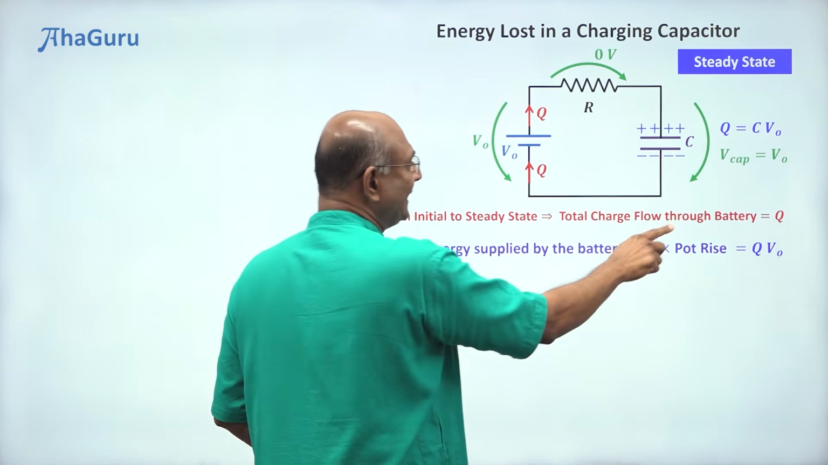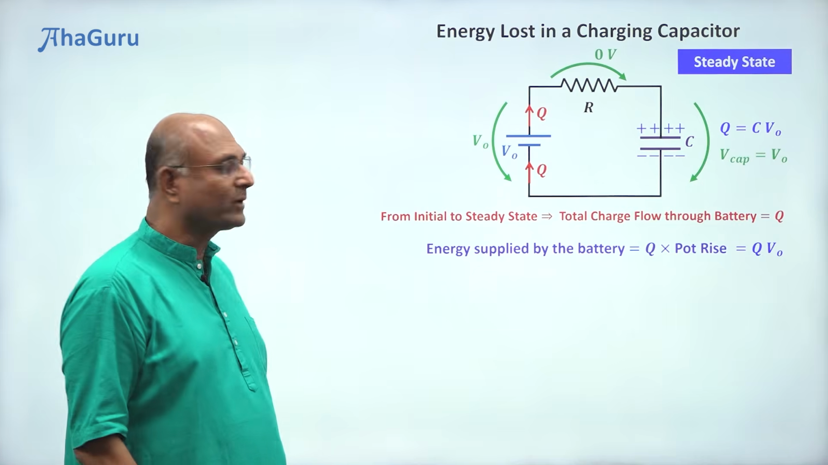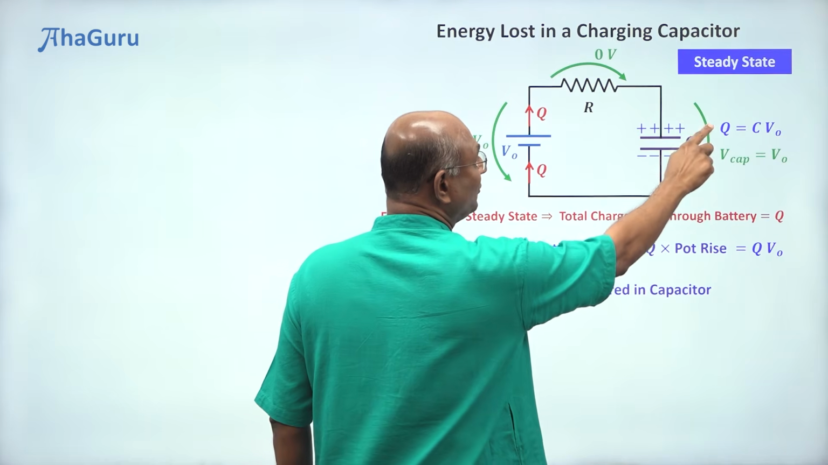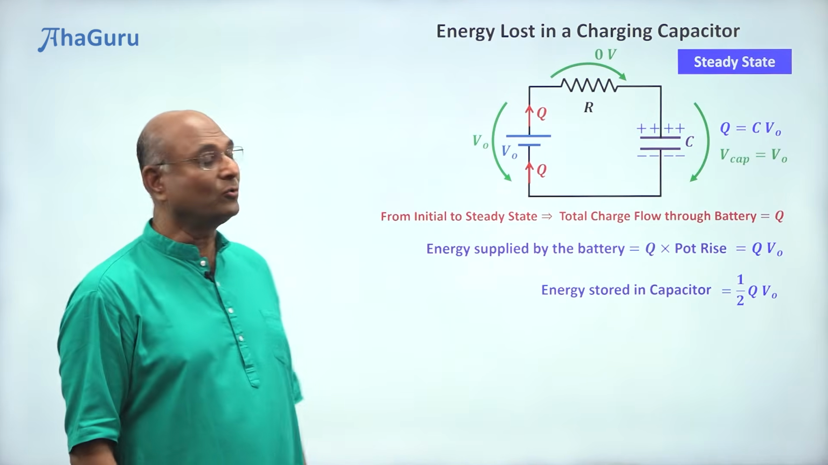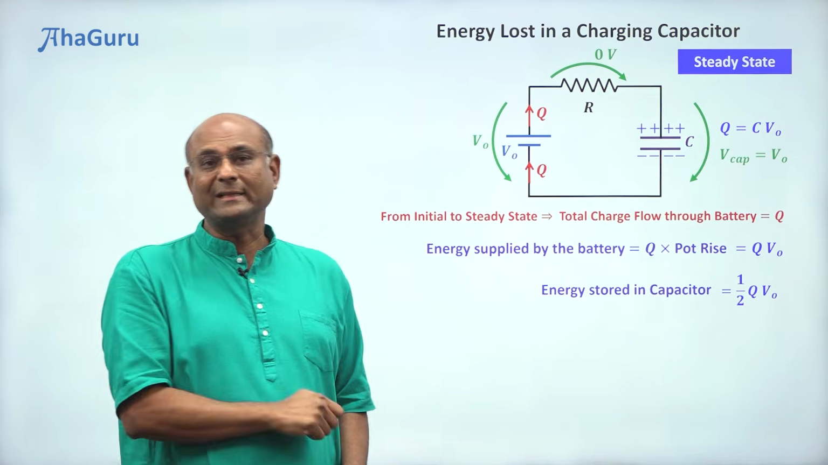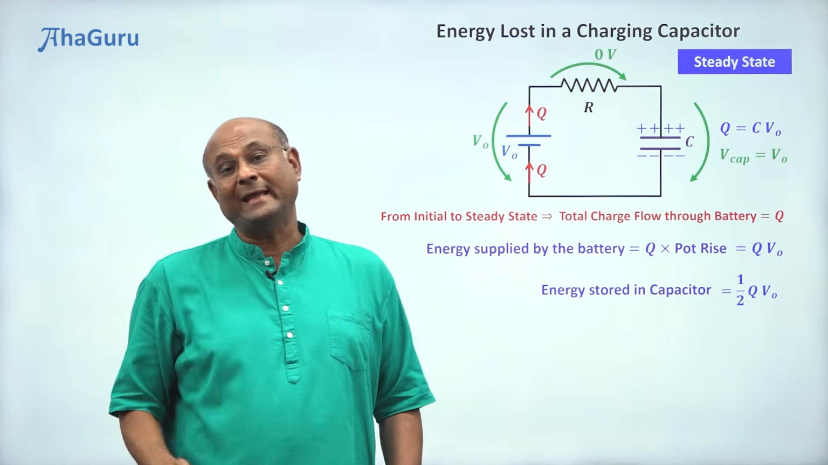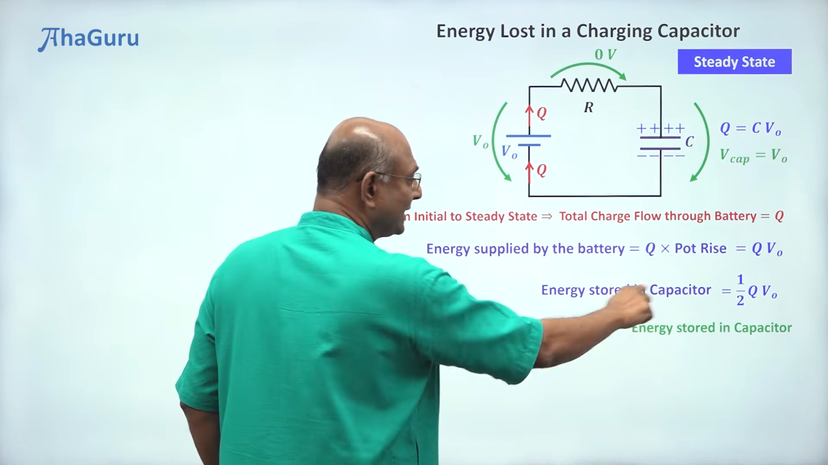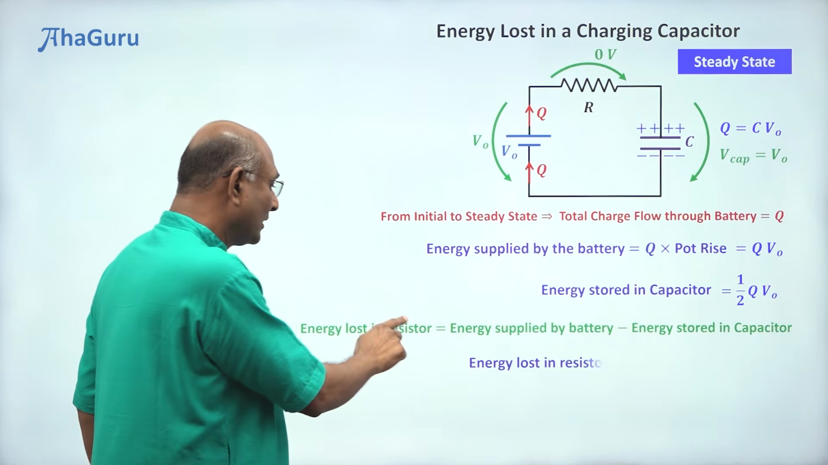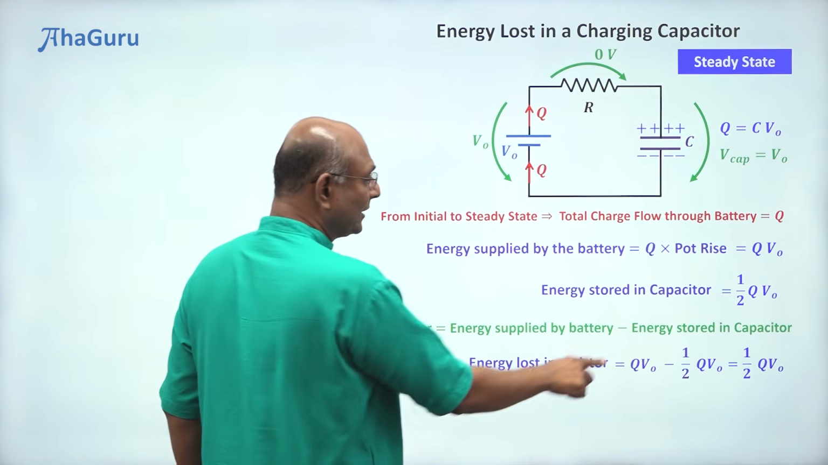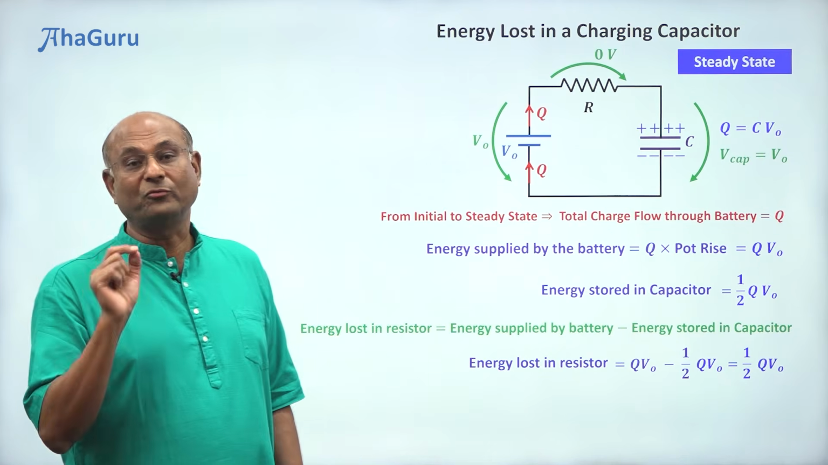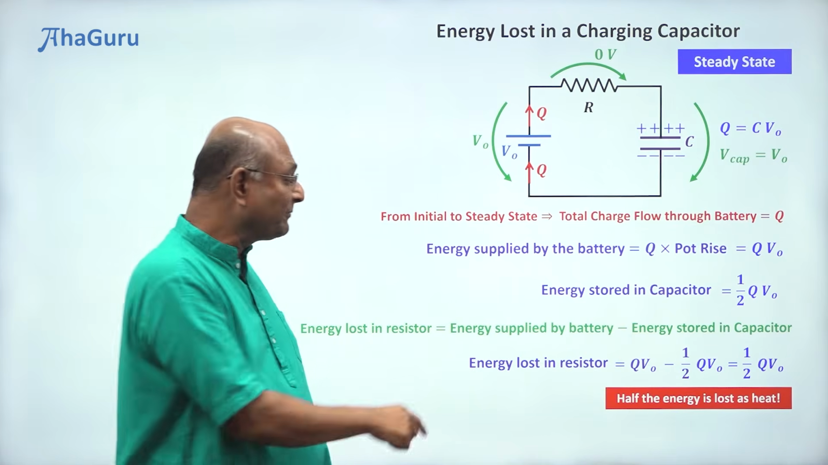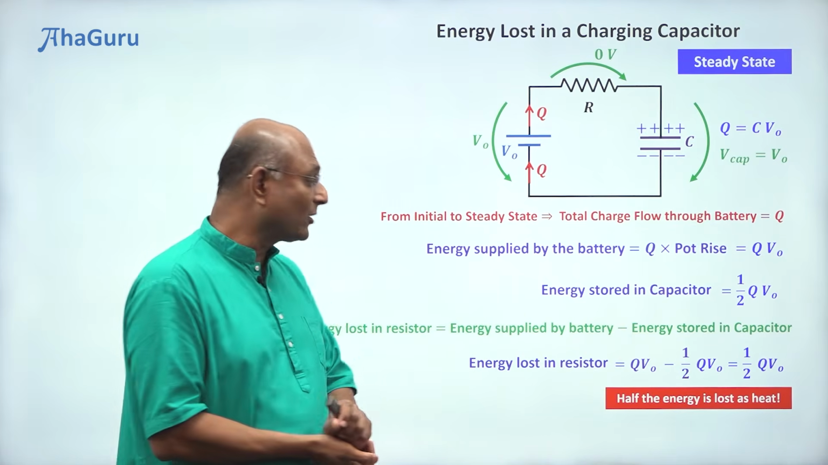So how much energy is the battery supplying? Q times V0. Okay, how much energy is stored in the capacitor? Well, the energy stored in the capacitor is half Q times the potential drop, half Q times V0. Okay, and using this we can find out the energy that is dissipated by the resistor as heat. So the energy lost in the resistor is the energy supplied by the battery minus the energy stored in the capacitor. So the energy lost in the resistor is QV0 minus half QV0. So it is half QV0. Notice that this is exactly half the energy supplied by the battery. Half of the energy supplied is lost as heat. That's quite a lot of heat, right?